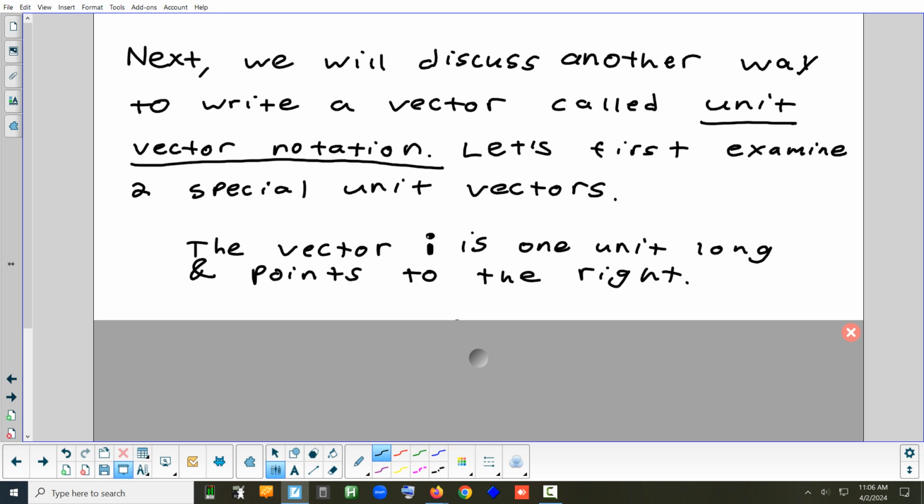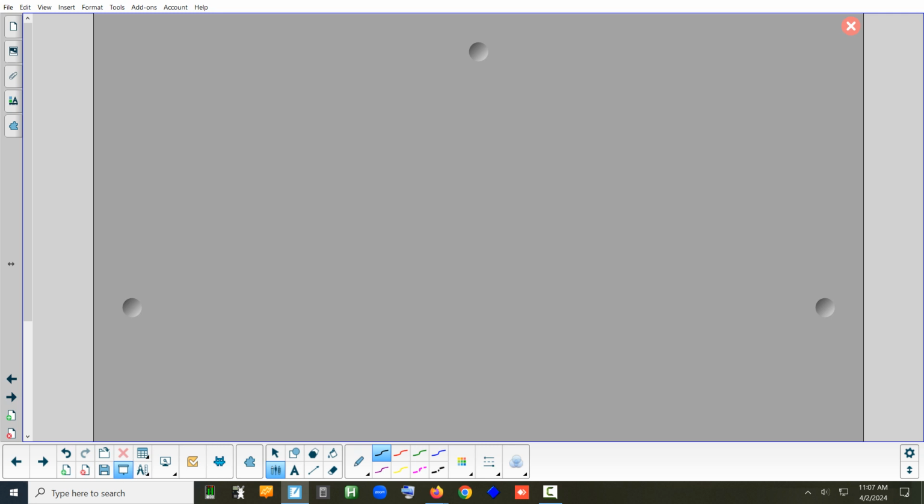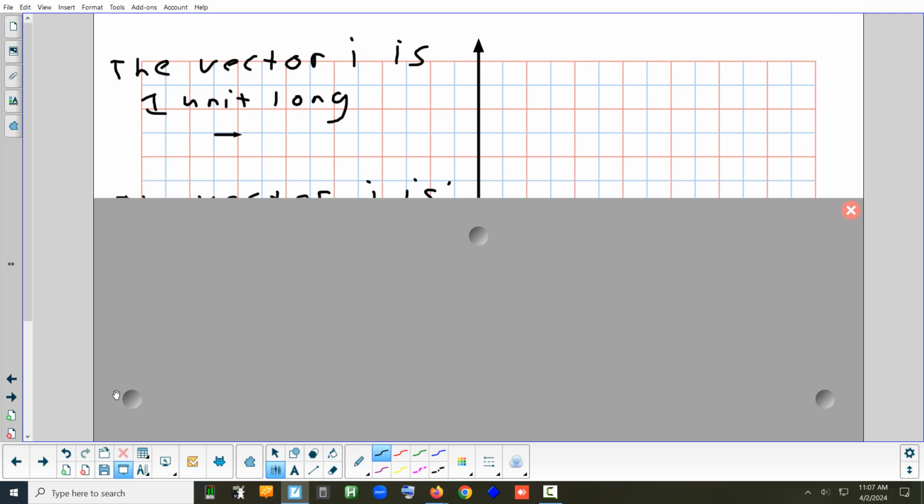If you want to name a vector, you cannot use the letter i to name a vector. You can use v, w, a, b, c. You can use all other kinds of letters, but you cannot use an i, because i is something special. i is a unit vector that points to the right. It has nothing to do with an imaginary i. But i is a unit vector, and it points to the right. And it looks just like that. That's a picture of what i looks like.